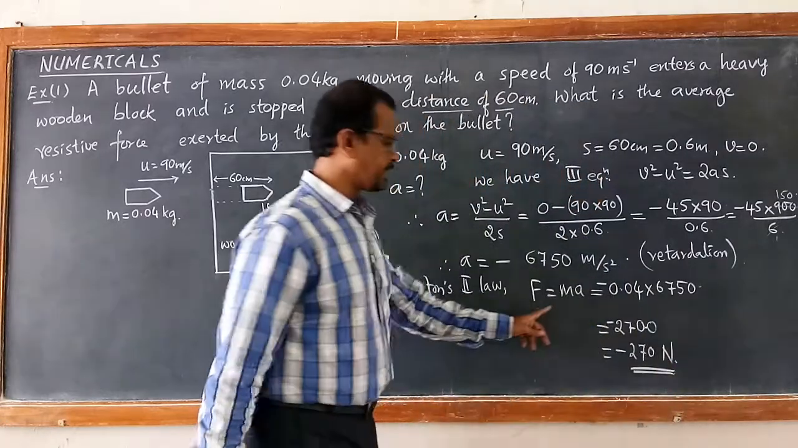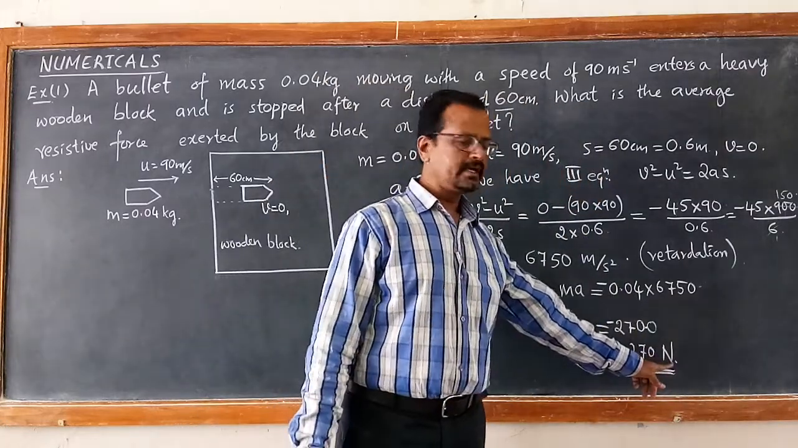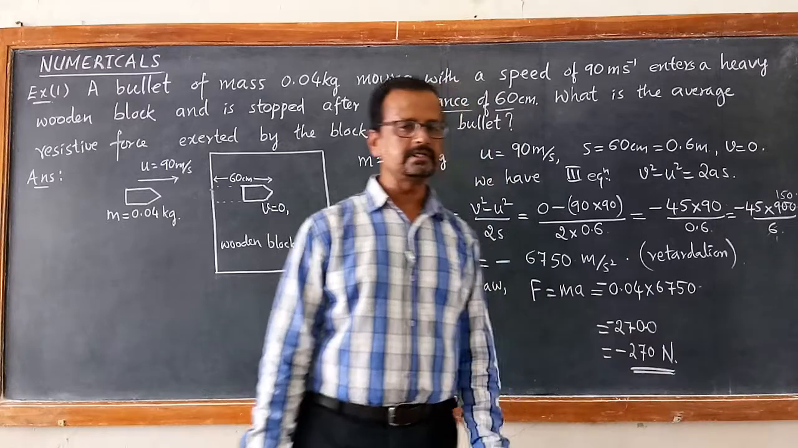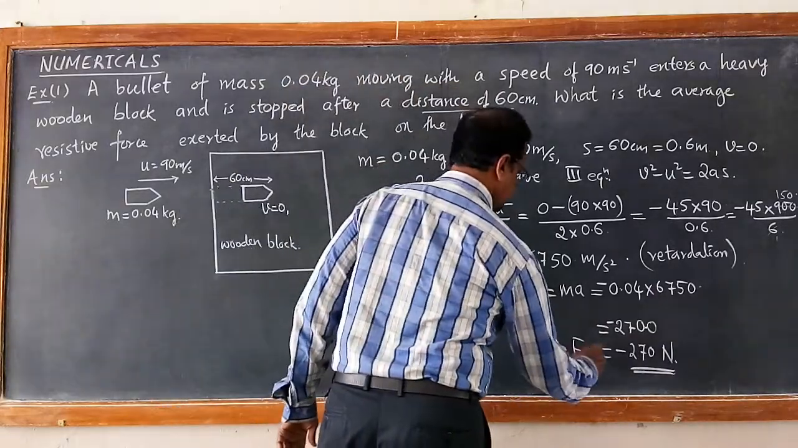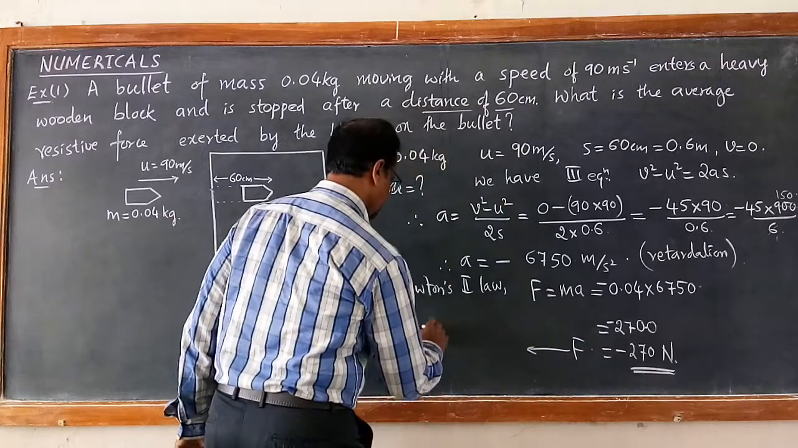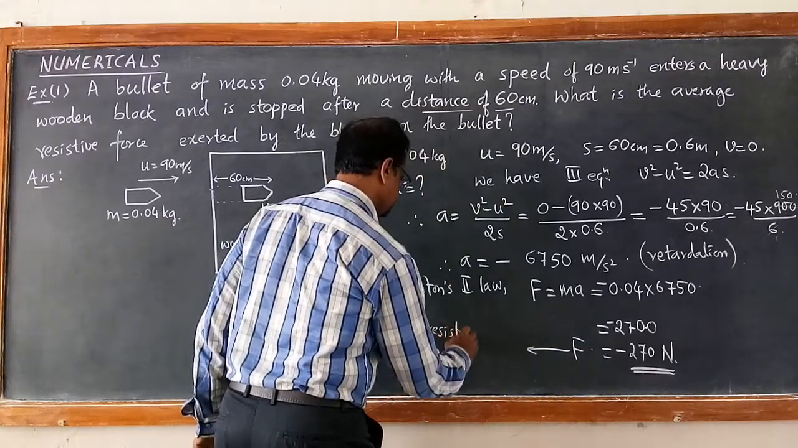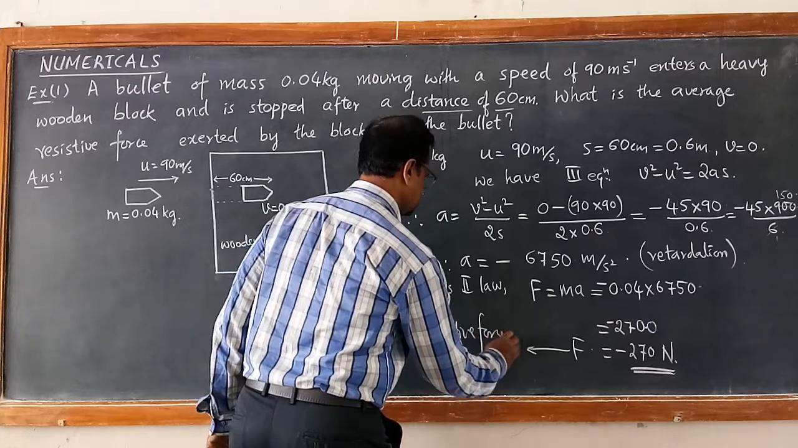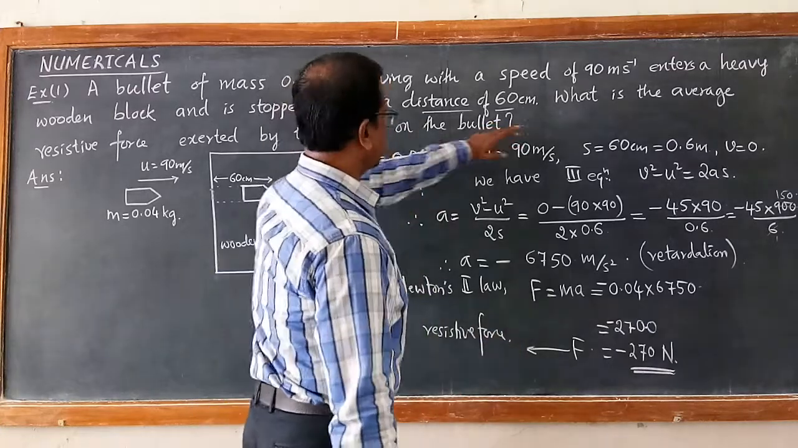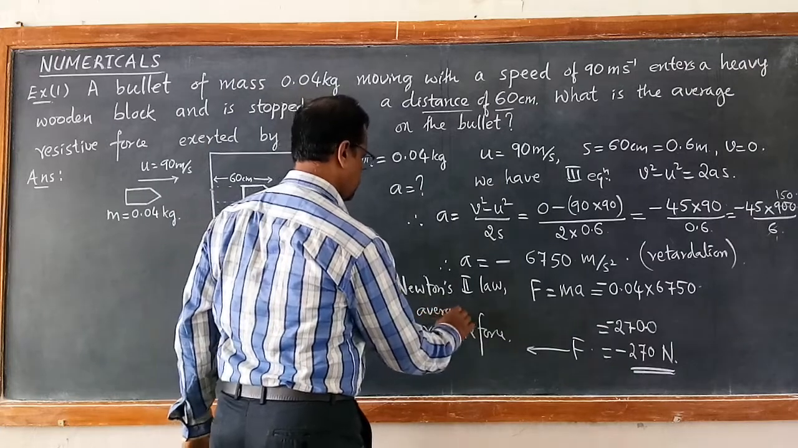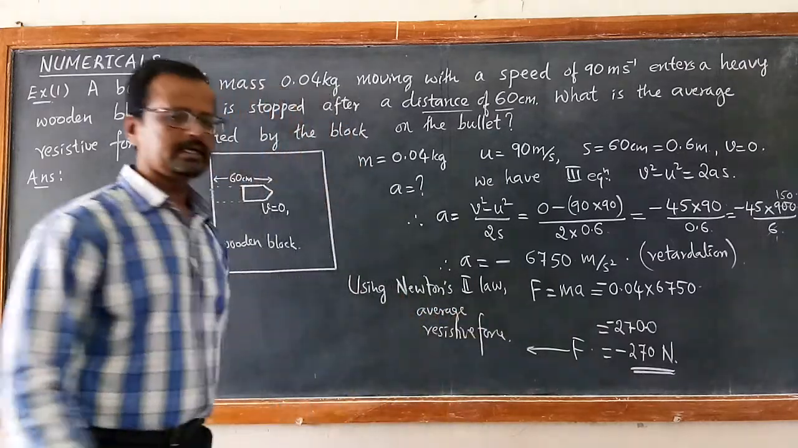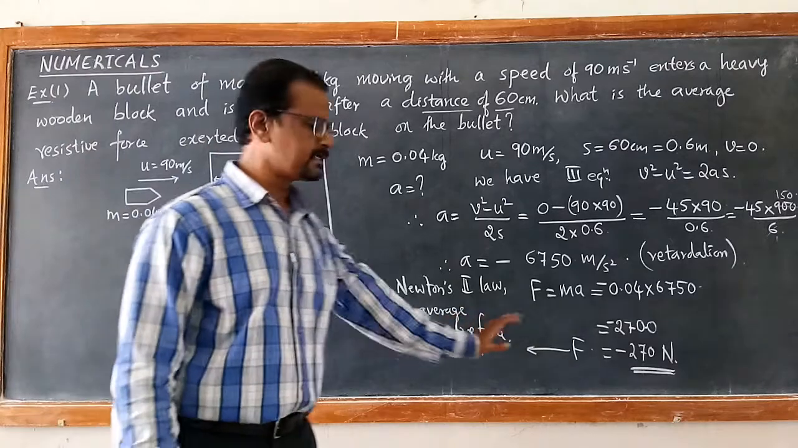Immediately after calculation, you have to write the SI unit. Since force is negative, this implies it is the resistive force. He has asked what is the average resistive force. Why is it not simply called a resistive force? It is called average resistive force.